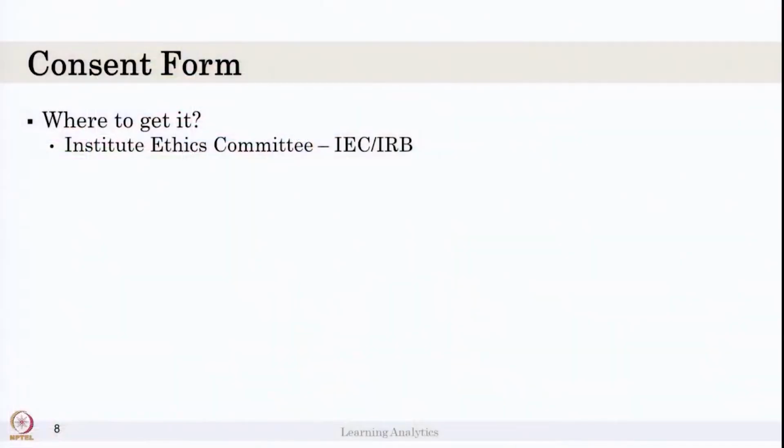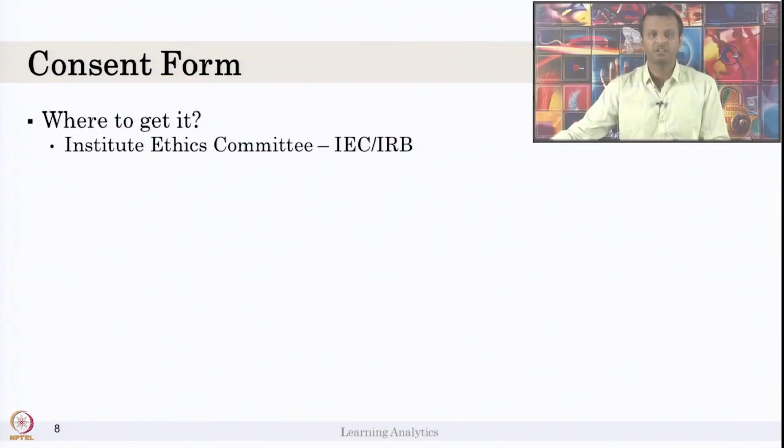So, let us talk about the consent form. Where do you get this consent form? Usually in academic institutes there will be an institute ethics committee or institute research board, IRB or IEC, and they will issue the consent form. If an institute does not have one, I strongly recommend talking to your institute administrators and creating a committee of researchers who already have experience in conducting research and come up with a set of rules, so that anybody can apply to the institute ethics committee to get the consent form.